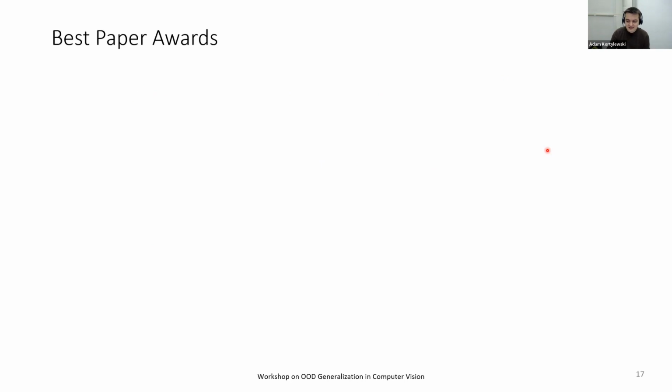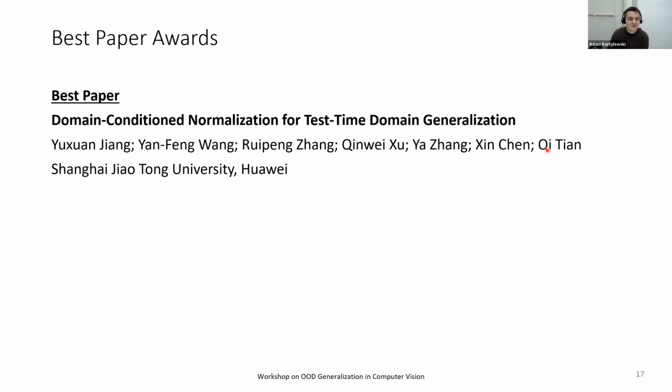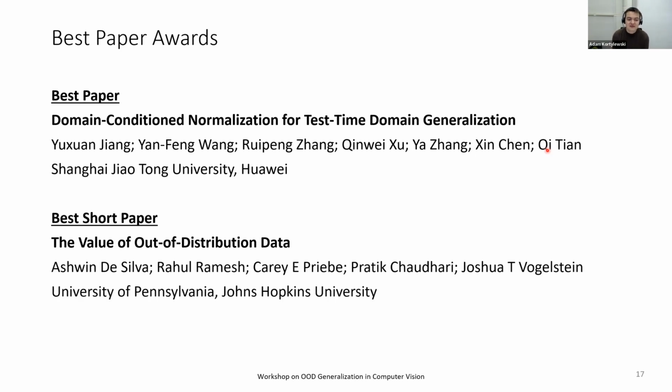Now, final slide. Let me announce the best paper awards. The best long paper is Domain Conditioned Normalization for Test-Time Domain Generalization. And the best short paper was The Value of Out-of-Distribution Data. We thank both teams for submitting their works. They've been notified, and please reach out to them after their presentations in the poster session later today.